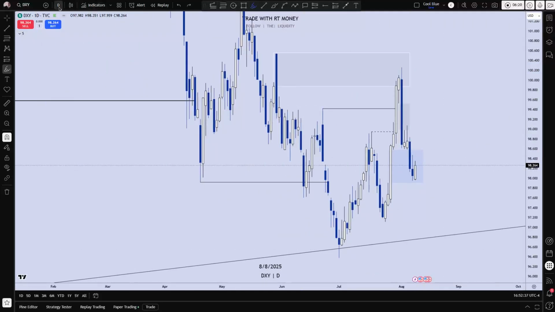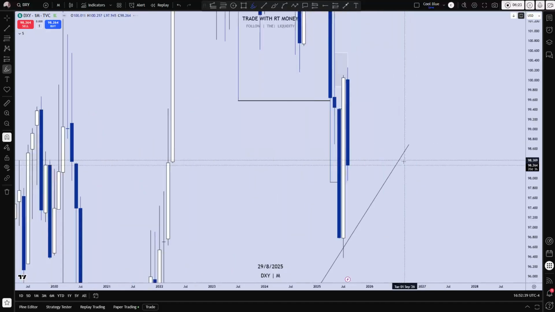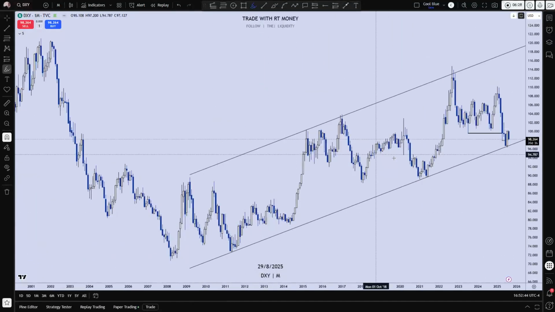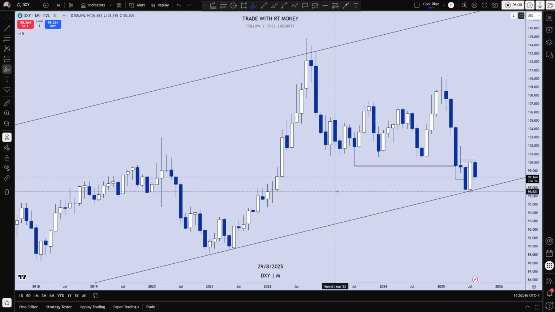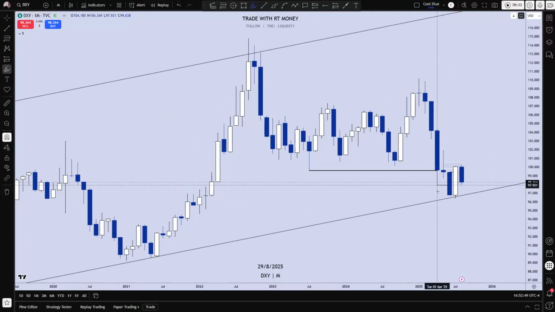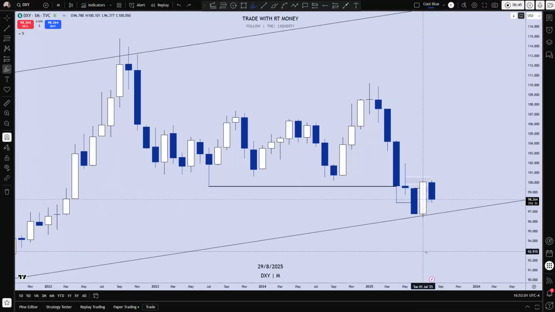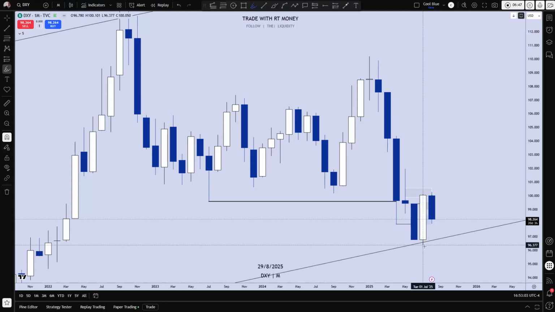And I want to also point out, if we go to the monthly, one, this was an ascending channel. And the US dollar index found the support line of that ascending channel. And you see that July close, that is a bullish engulfer. That is a very bullish indication. And it closed above the high and low of June's candle. So this is a very bullish indication.